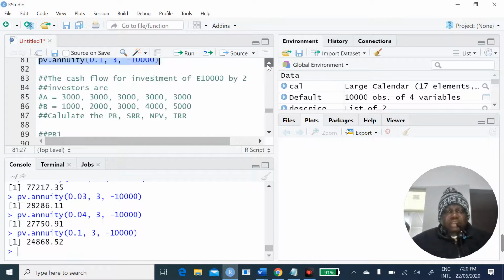So let us now look at real investment appraisal. And we're going to be looking at 4 different methods of investment appraisal. The payback period, simple rate of return, net present value, and internal rate of return.